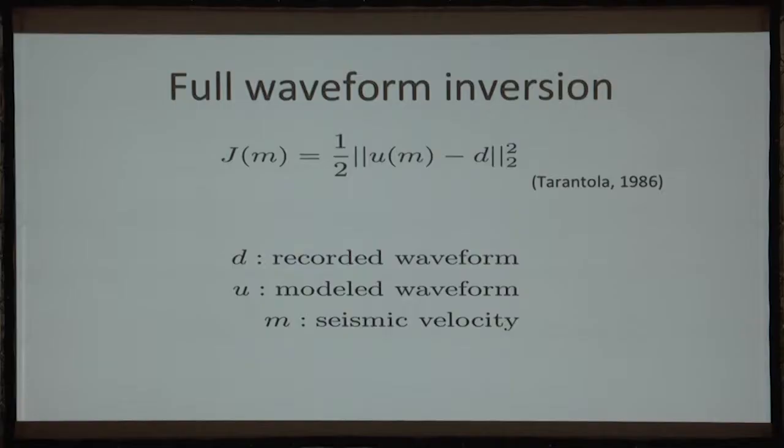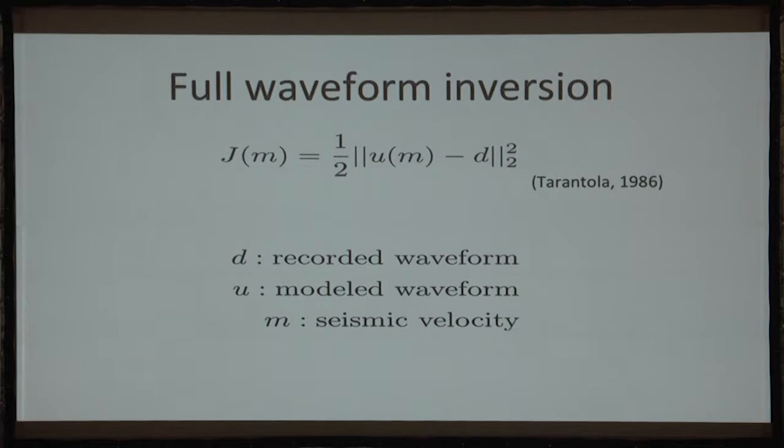This is a very simple full waveform inversion objective function that you are already familiar with now. Here u is our model waveform, modeled based on some current estimate of the model, which is the seismic velocity in the subsurface that we want to extract. And d is our data measurement, what we record from the field. The objective function was initially proposed in this very simple form, where you directly compare the model data with the recorded data. Using this L2 norm minimization, we hope to obtain a good seismic velocity of the subsurface.